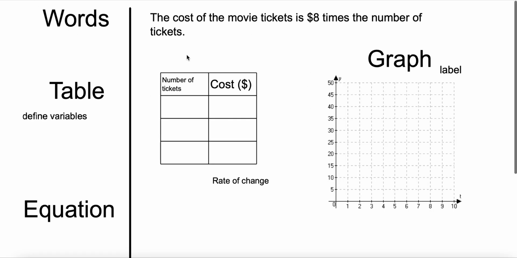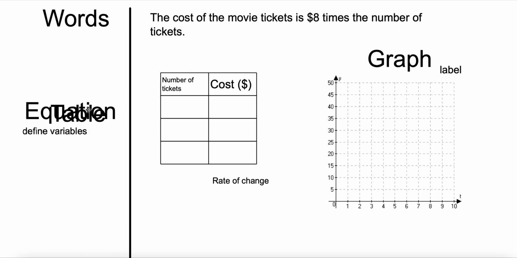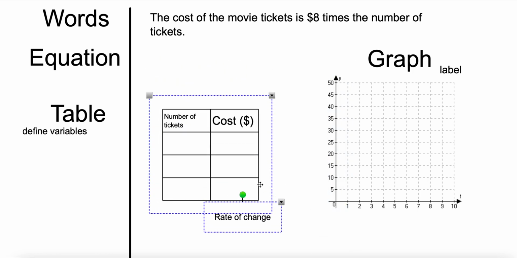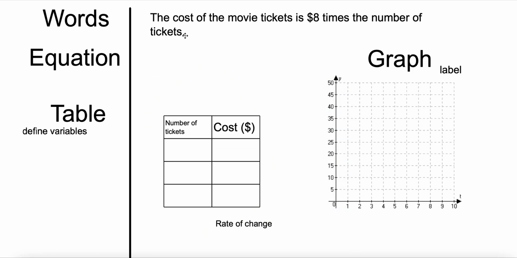So here's the first example. It's going to start in words, and you're going to write an equation from the words. I'm going to slide this up here. And then we're going to create a table and find the rate of change. And then we'll be able to graph it. So we'll use all of these parts that we've been learning.